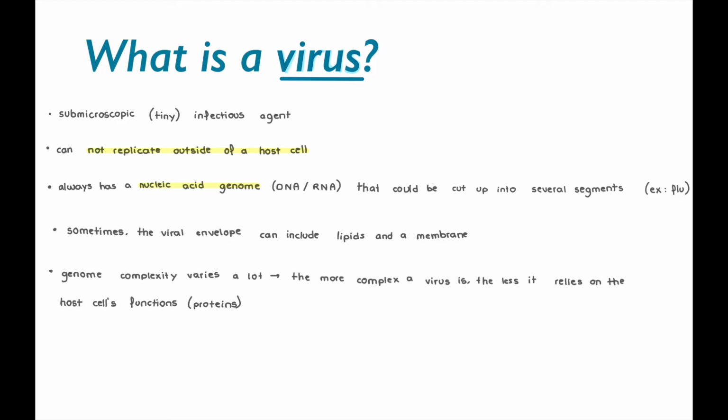Genome complexity actually varies a lot for viruses. The more complex a virus genome is, the less it's going to rely on the host cell's functions, so its proteins and things like that. It's going to be able to take control a lot easier if it's more complicated. Okay, so that was the virus, and now let's move on to the 3 types of life cycles.